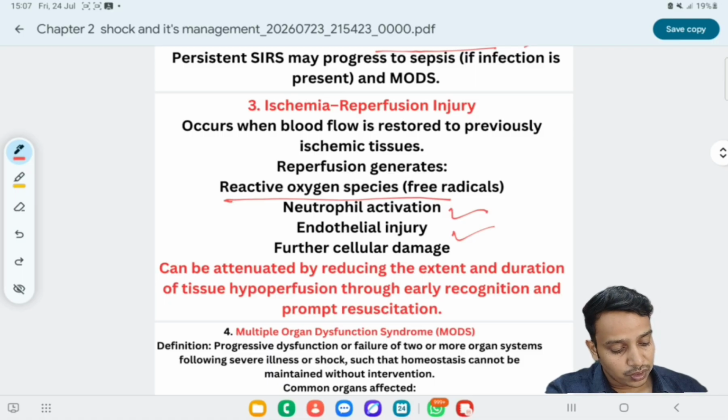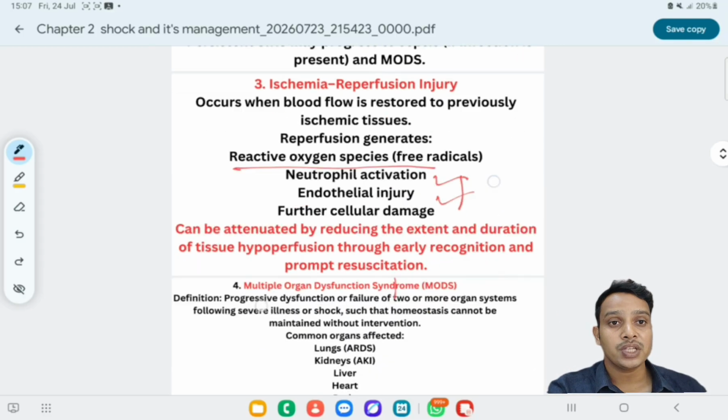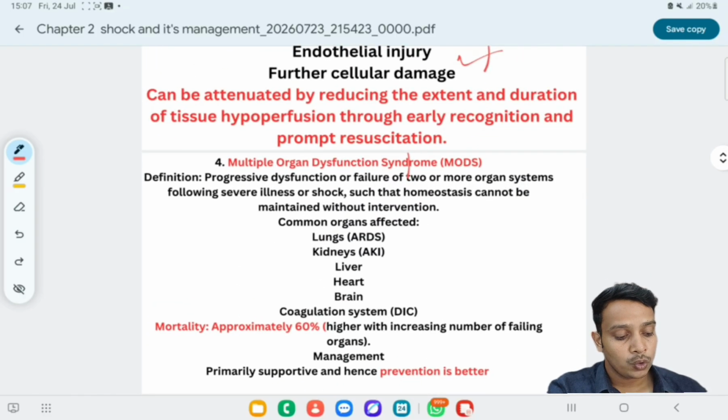Next is multiple organ dysfunction syndrome. What is its definition? It is progressive dysfunction or failure of two or more organ systems, remember two or more organ systems, this is an MCQ question, in severe shock, where homeostasis cannot be maintained without emergency intervention. Common organs affected are the lungs leading to ARDS, the CNS leading to coma, the heart, the kidney, and with multiple systemic inflammation there is also DIC, and various organs throughout the body are affected.